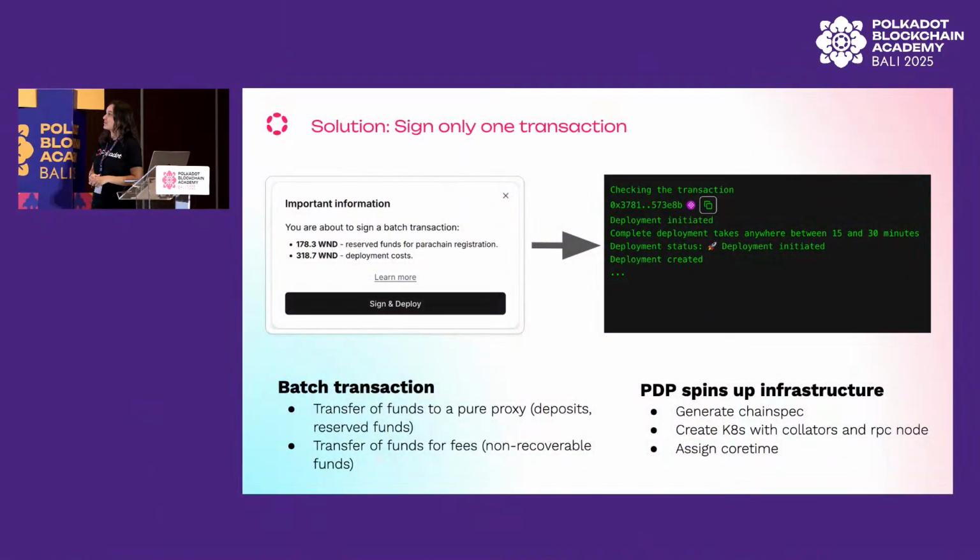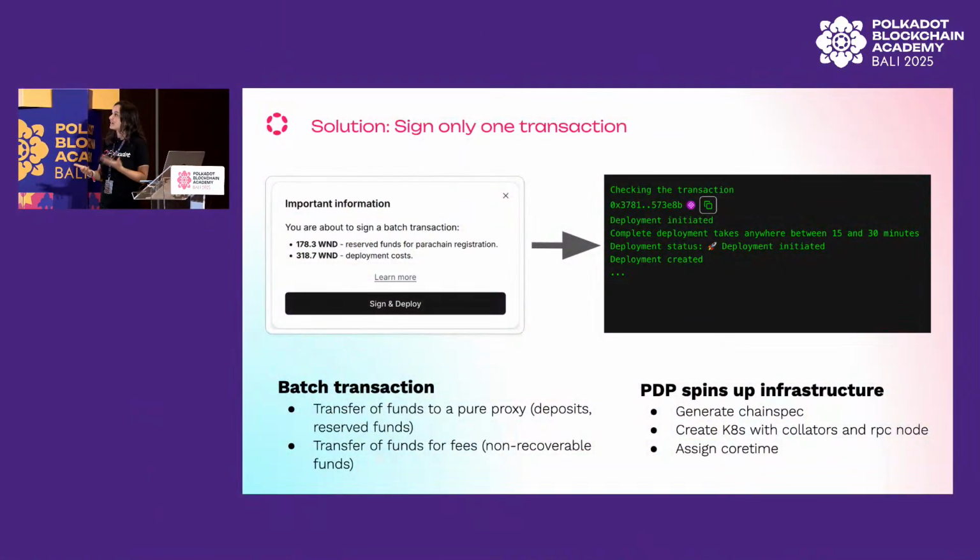Right, one of our main goals was to do one-click deployment. We just wanted people to sign one transaction and not have to worry about anything else. And that's basically what we're doing. We're getting them to sign a batch transaction to transfer to 2 different addresses, because there are 2 different types of fees that we need. And then after that, the deployment starts. That's literally what happens. When deployment starts, infrastructure is provisioned and the chain spec is generated. We create a Kubernetes cluster with collators and all that stuff, and then we assign the core time.